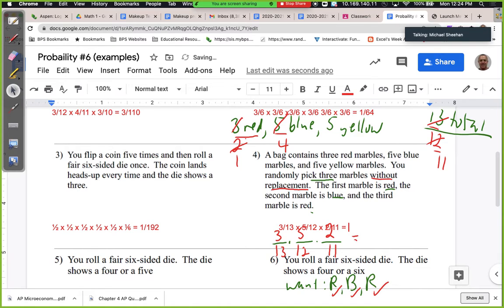And again, make sure you use a calculator that can reduce these answers. 3 out of 13 times 5 out of 12 times 2 out of 11. If you have one of these Texas Instruments graphing calculators, you can press Math Enter Enter to reduce your answer, if you happen to be lucky enough to own one of those. But it comes out to 5 over 286.